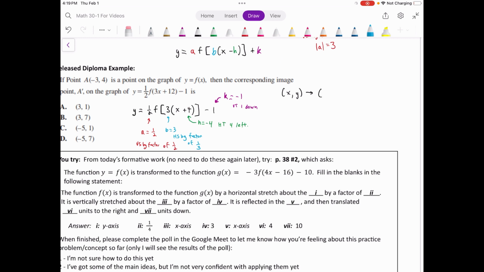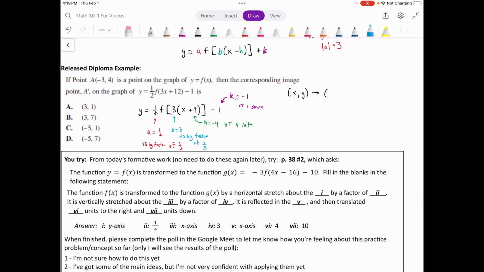Every point on that graph, whatever that graph was for y equals f of x, is going to become x, y, right? The x coordinate is going to get multiplied by 1 over b. So for us, that's 1/3 x. And then it's going to have h added to it. Now our h is -4. So adding -4 means we're going to do 1/3 x minus 4. Now what's going to happen to the y coordinate? Well, anything vertical, right?